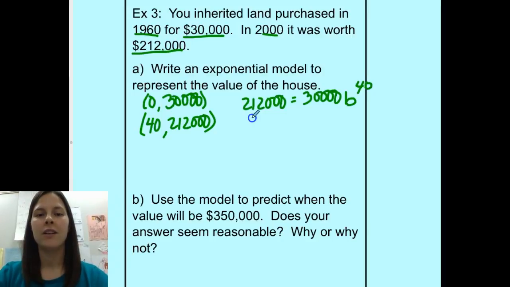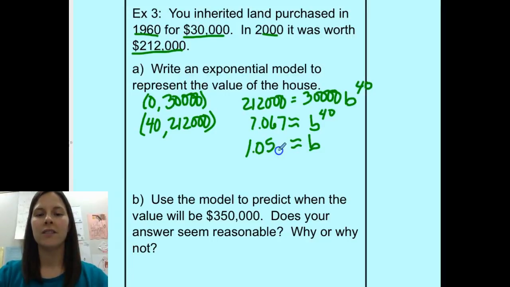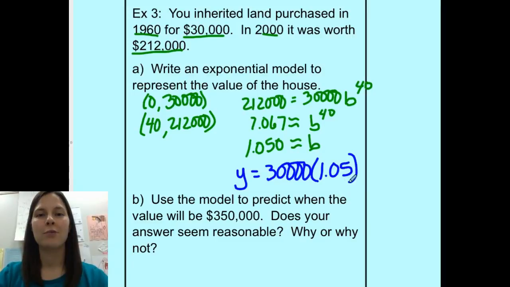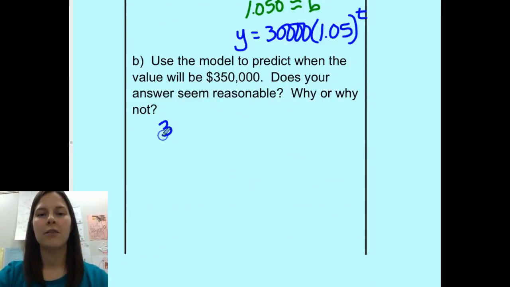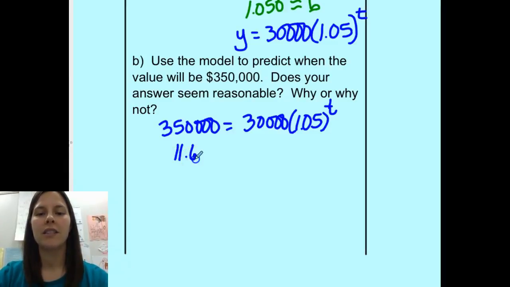Dividing both sides by 30,000, we get 7.067 is approximately b to the 40th power. So we'll take the 40th root of both sides to get our rate of growth, which is 1.050. And when we write our model, we will just round to the nearest hundredth. Knowing the initial amount already, our model is y equals 30,000 times 1.05. We had a 5% rate of growth in the value of our house each year. Using that model to predict when the value of our house will be $350,000, we substitute that in for the value after time. Dividing both sides by 30,000, we get 11.667.